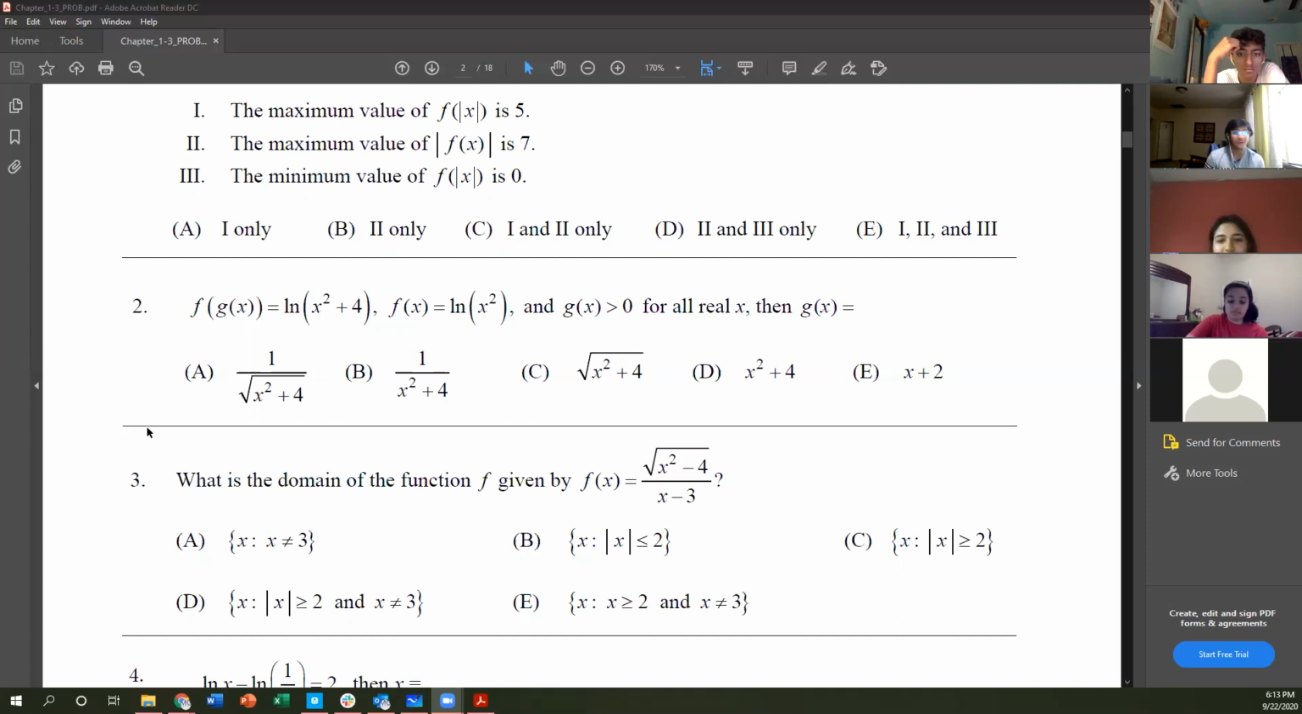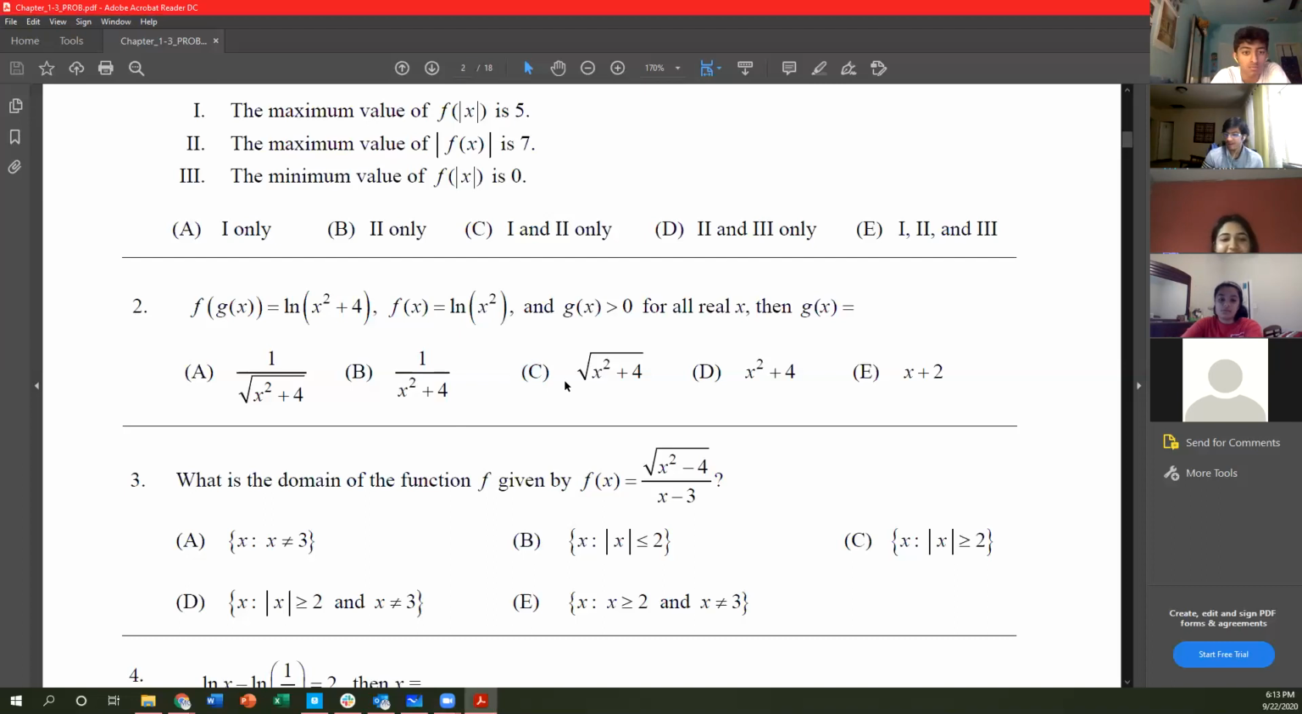So what would the answer be? You were on the right track. What's the answer though? Square root of x squared plus 4. Yeah. It would be C, right? I believe it would be C. Mm-hmm. Is that correct, Alina?